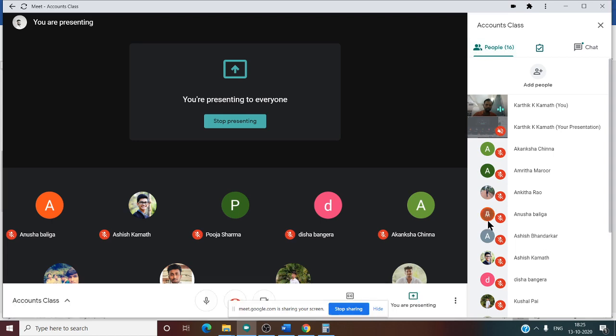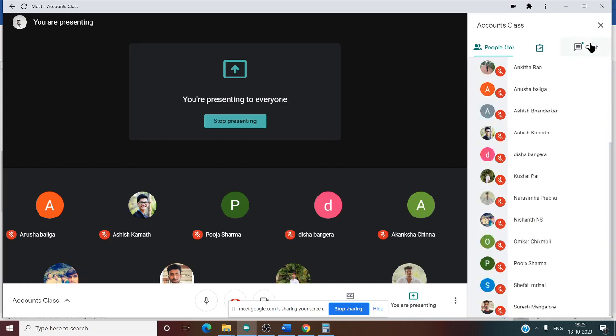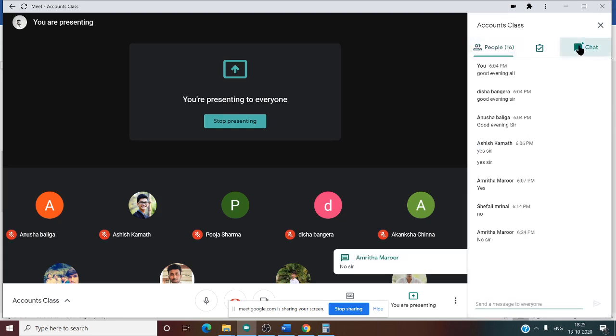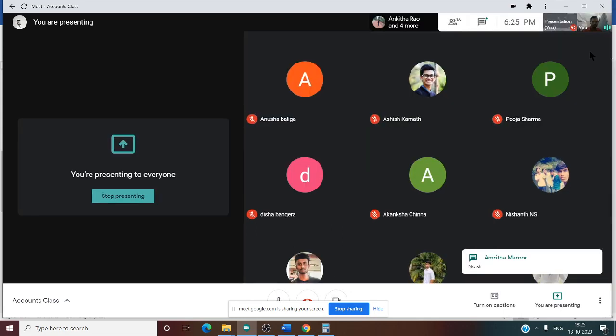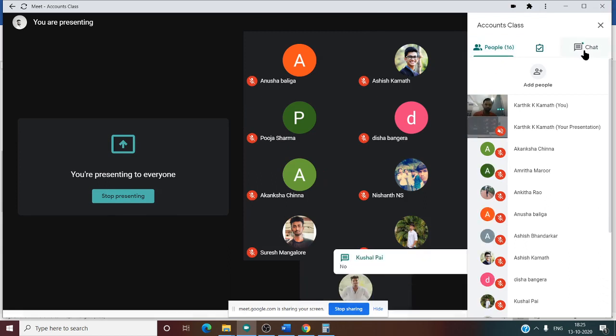Any doubt? Akamsha, Amrita, Ankita, Anusha, Ashish, Disha, Kushal, Narasimha, Nishant, Omkar, Pooja, Shifali, Suresh. Amrita is saying no. What about others? Why others are not responding? Anusha is saying no. Narasimha, no. What about Kushal? Suresh? Kushal is saying no.